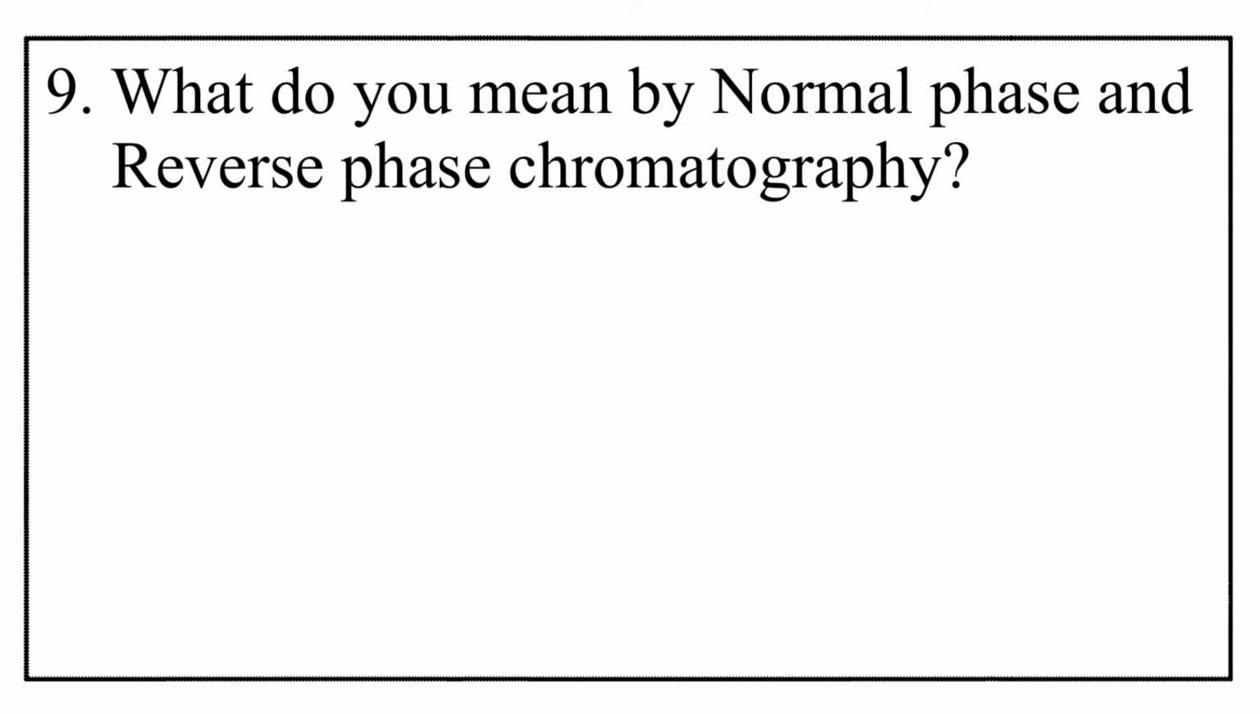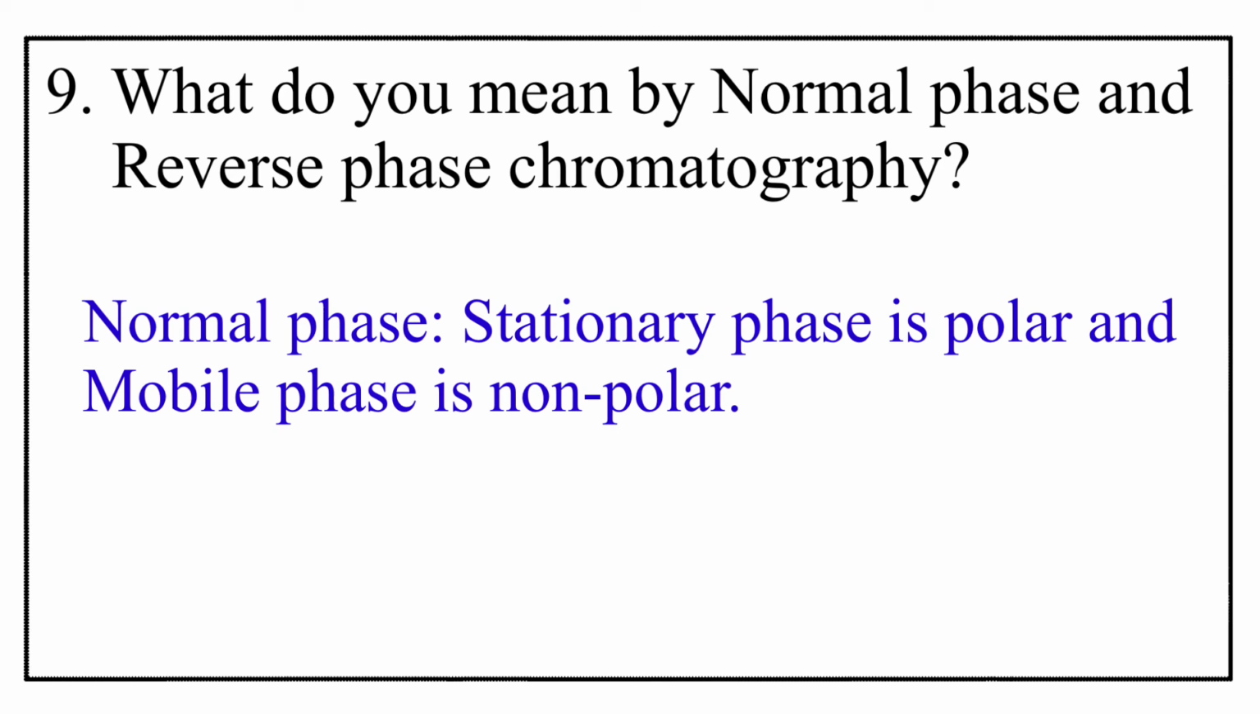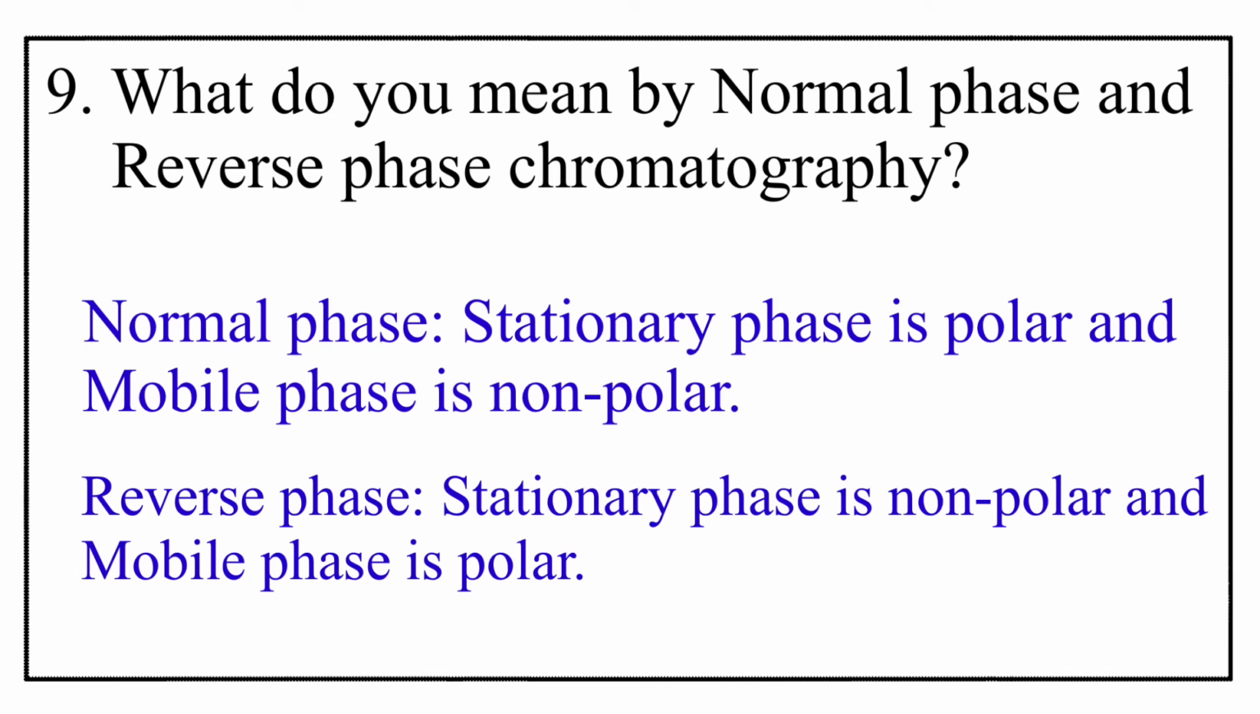Question number 9. What do you mean by normal phase and reverse phase chromatography? We know that normal phase and reverse phase chromatography are the most commonly used modes of HPLC separation. They differ from each other with respect to the polarity of the stationary phase and the mobile phase. In normal phase chromatography, the stationary phase is polar and the mobile phase is non-polar. Reverse phase chromatography is opposite to normal phase chromatography, where the stationary phase is non-polar and the mobile phase is polar.